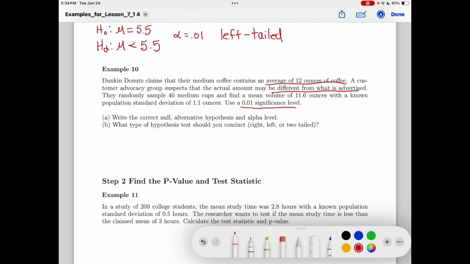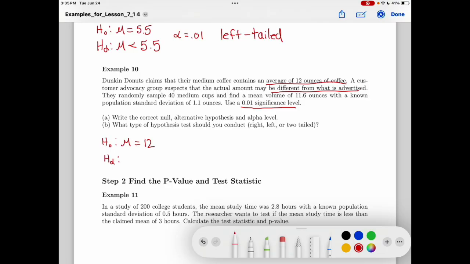So we're looking at averages, or means, here, and the historical value or the current value that is thought to be the average is 12 ounces specifically. So we're going to write that the null hypothesis is, and because we're talking about means, we're going to use mu. Mu is equal to 12 ounces. So that's what we're considering to be the current value.